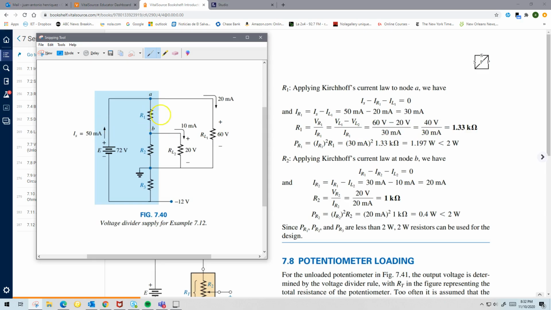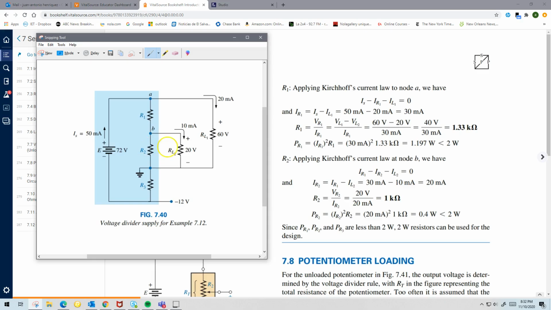Now let's calculate the power absorbed by that resistance. As you already know the current, let's use the current, IR squared times resistance R1, and it'll give you a power absorbed by R1 equal to 1.197 watts, which is less than the rated 2 watt resistance. So that one can be used also.